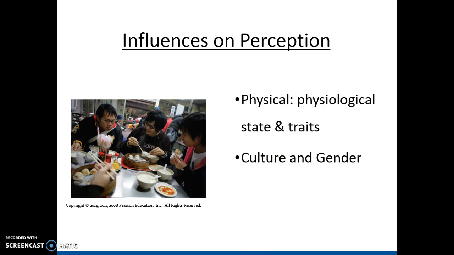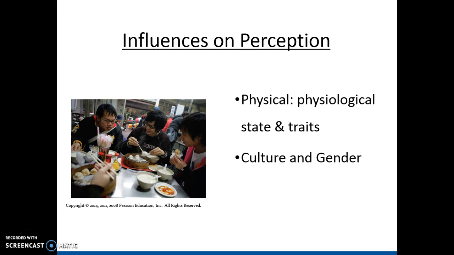Now there are different factors that have some type of influence on our perception process. Some of those are physical. For example, our physiological state. If you're sick, if you're tired, if you're hungry, all those things are going to have an effect on how you perceive things. For example, when you're sick, you can't really taste food anymore. It all tastes the same, kind of bland. Because if you're sick, your taste buds are dulled and you can't really perceive the taste of the food the same way.